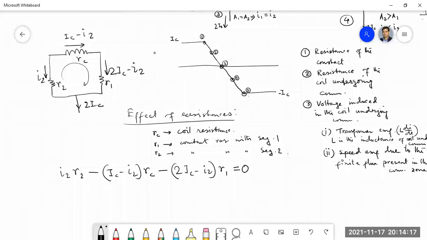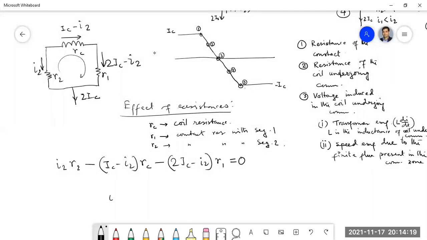Okay, so try to simplify I2 from this equation. Quickly. All of you try. I will ask you randomly.